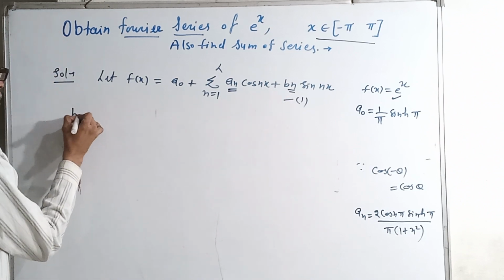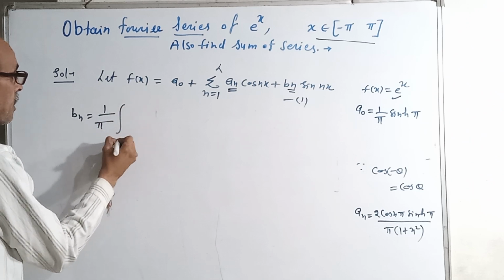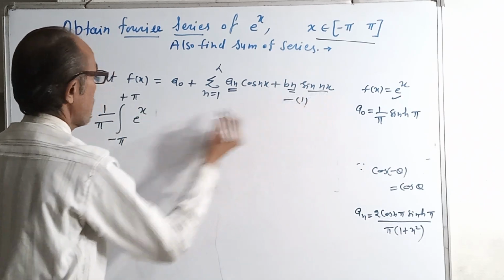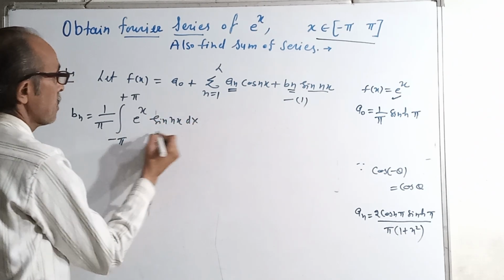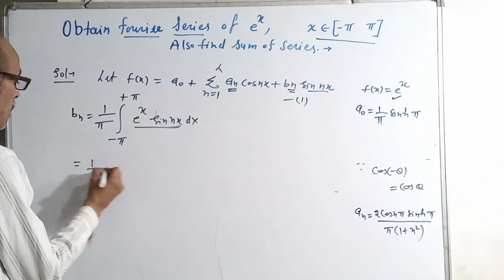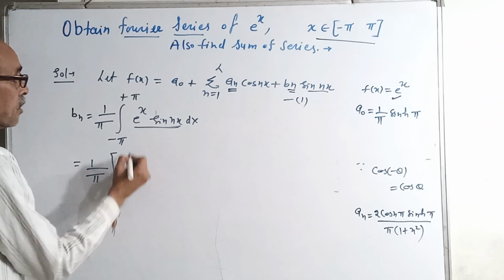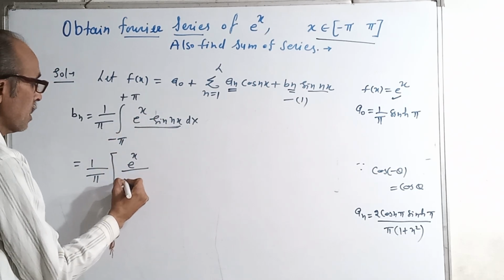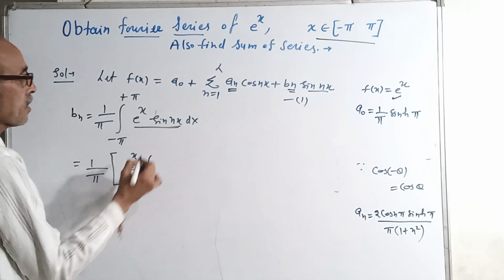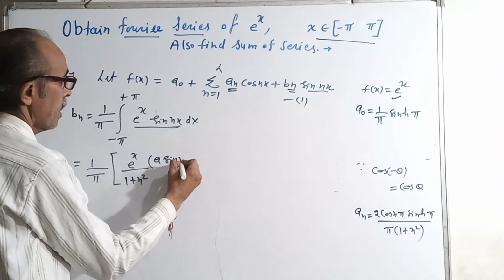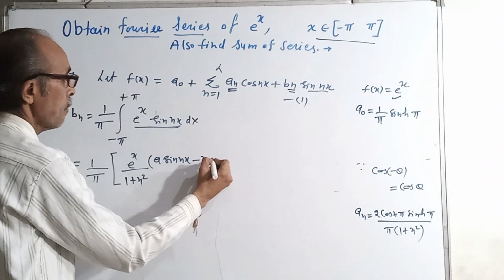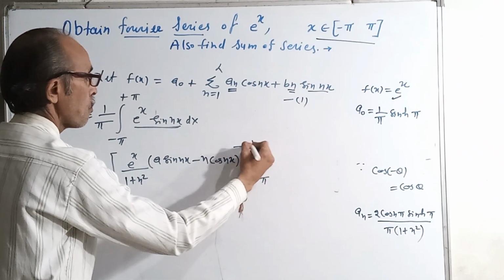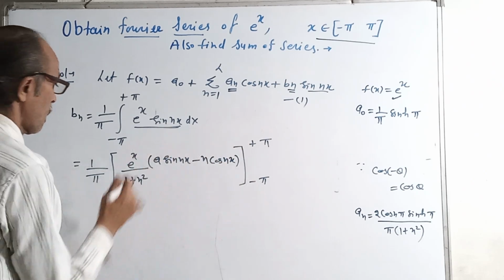And bn is given by 1 upon pi integral from minus pi to plus pi of f(x), that means e^x, and sin(nx) dx. The integral of e^x sin(nx) is 1 upon pi times e^x divided by a squared plus b squared, that means 1 plus n squared, times (a sin(nx) minus b cos(nx)), with limits from minus pi to plus pi. We put upper limit minus lower limit in this integral.